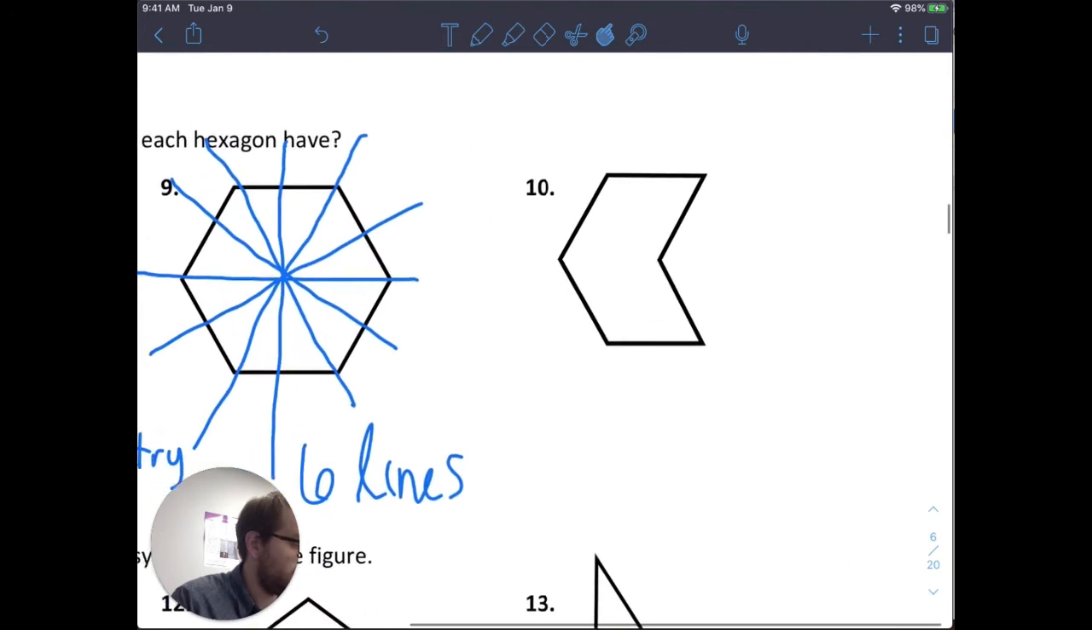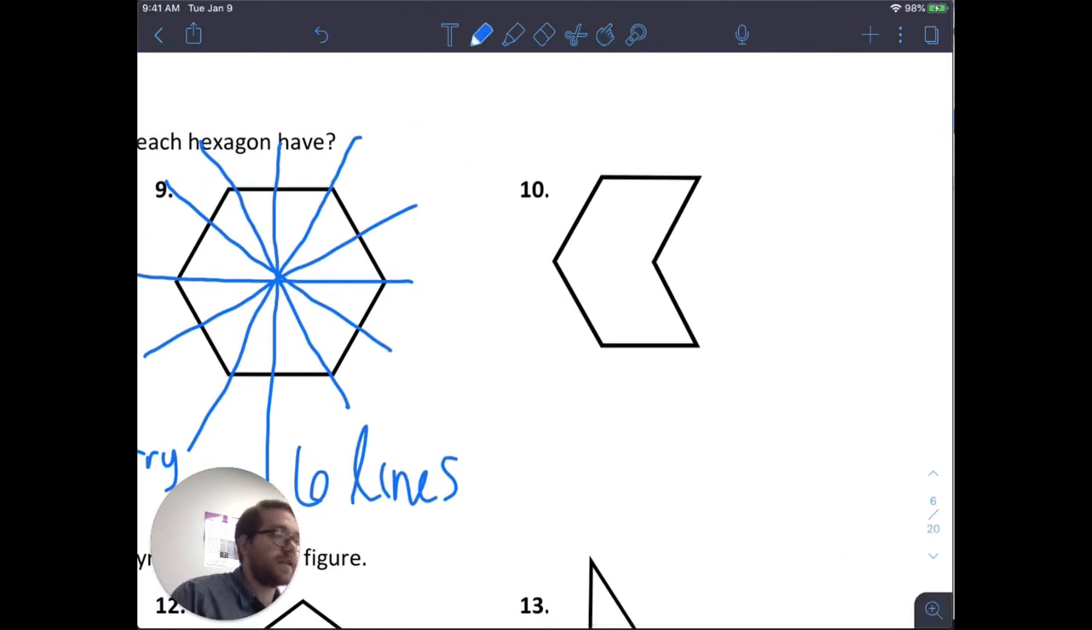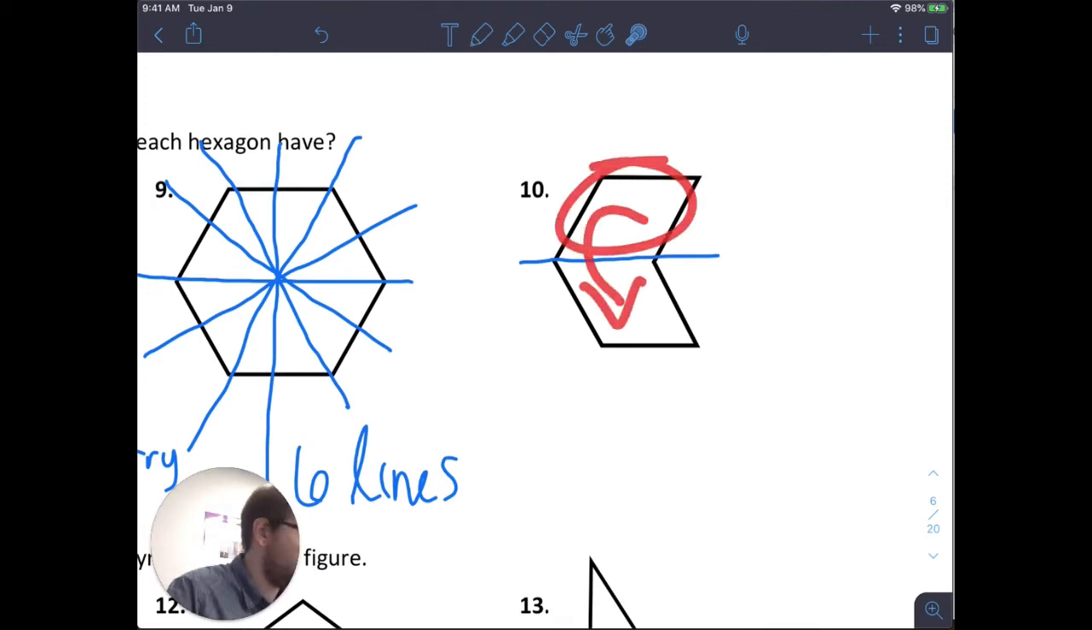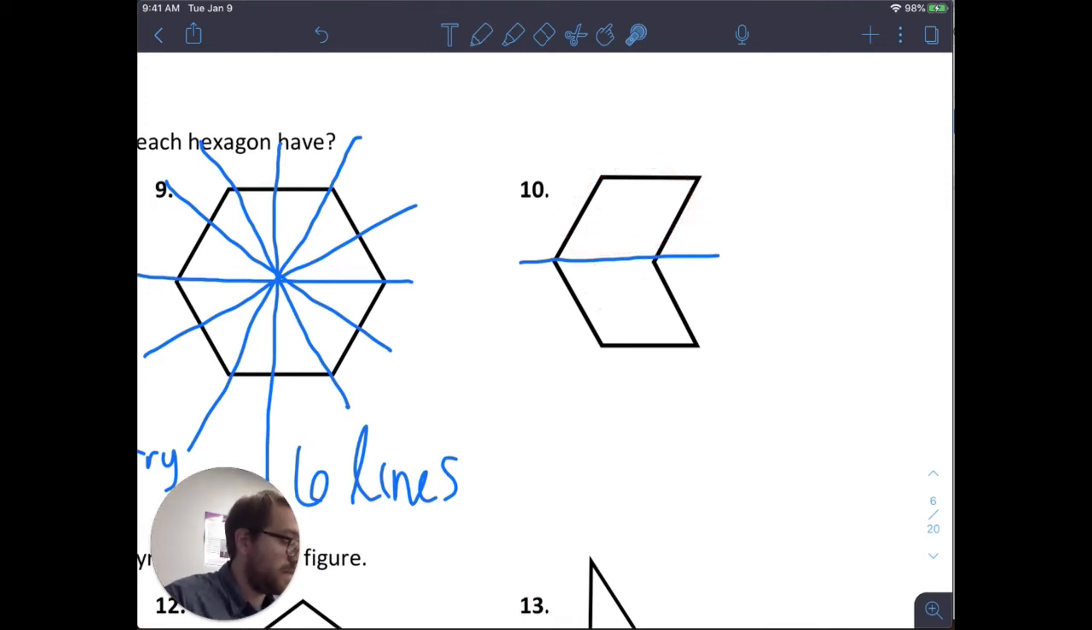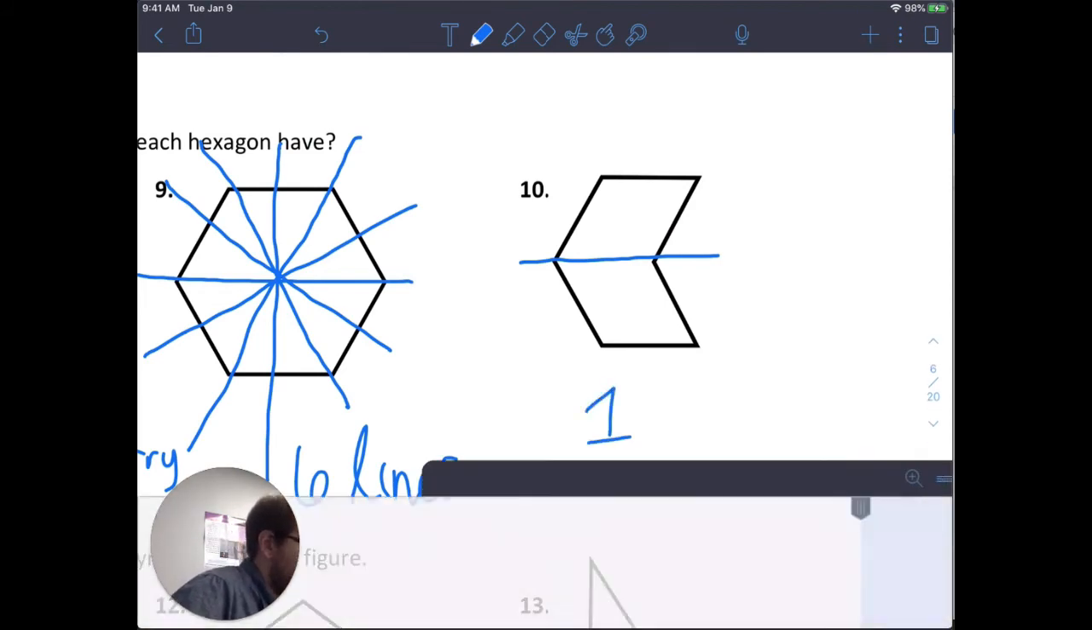Now what about this last one, number 10? Is there any way I can cut this to where it is symmetrical? Well, yes, I can cut it right here, okay? And then this side reflected onto this side would be the same. But I can't cut it any other way, right? If I cut it like that or cut it like that, it doesn't make the same figure. I can only cut it here and flip it over and then it maps onto itself. Okay, so this one only has 1 line of symmetry.